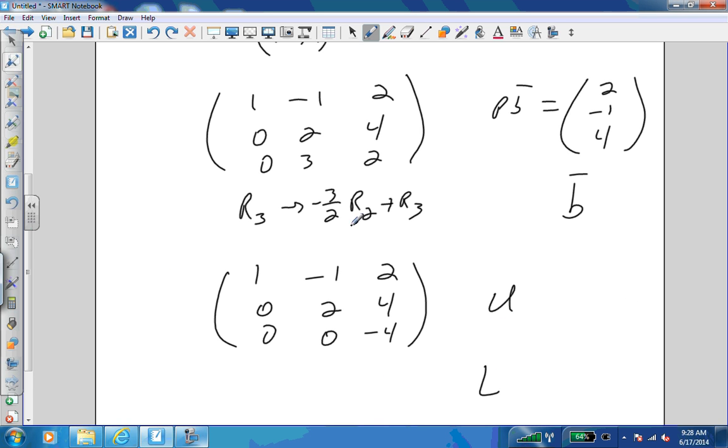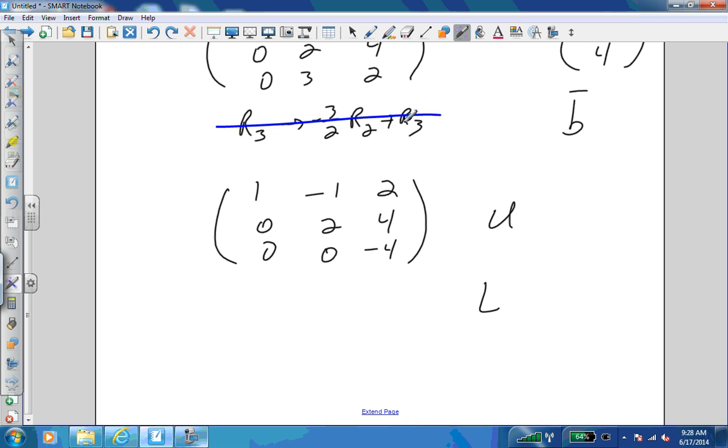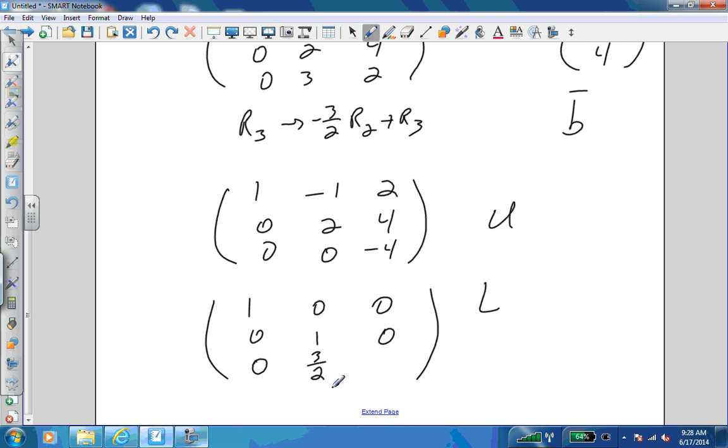Our lower comes, notice we only had one elementary row operation. So our lower comes from the inverse of that, which we're doing on the third row. So the first two rows are just our identity. Our third row, we're affecting on the second and third position, so the first position stays a 0. The inverse of subtracting 3 halves would be to add 3 halves of row 2 and then row 3. So that's our lower, and that's our upper.